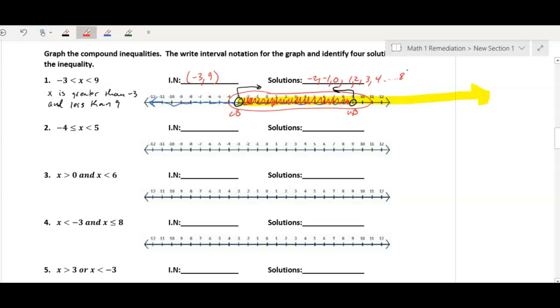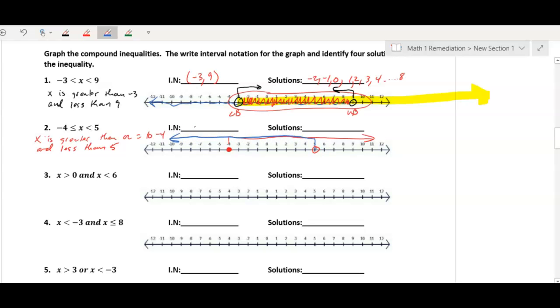Okay? The next one. I know this is an and statement, and I would read this as x is greater than or equal to -4 and less than 5. Because I'm equal to -4, I know I would go to -4, place a closed dot. Because I'm strictly less than 5, I would have an open dot. Now, x is greater than or equal to -4, so I would shade to the right. X is less than 5, so I know I would shade to the left.